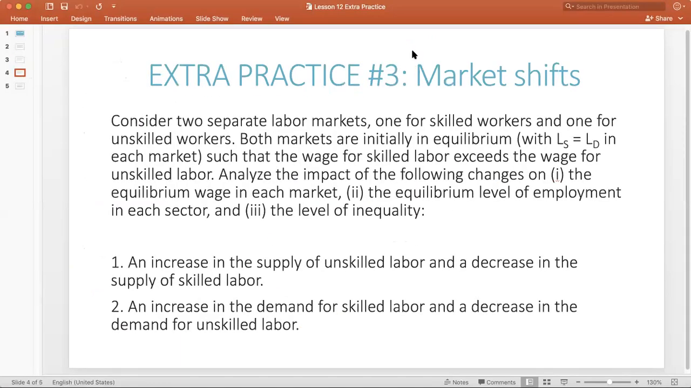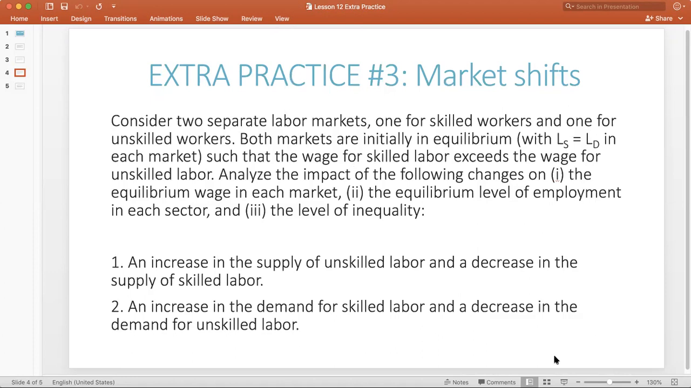So this is about market shifts. Consider 2 separate labor markets, one for skilled workers and one for unskilled workers. Both markets are initially in equilibrium, with labor supply equaling labor demand in each market, such that the wage for skilled labor exceeds the wage for unskilled labor. Analyze the impact of the following changes on the equilibrium wage in each market, the equilibrium level of employment in each sector, and the level of inequality. This one doesn't involve any algebra, it's more conceptual, but I think the best way to solve this kind of problem is to graph it and look at it visually. Number 1 says an increase in the supply of unskilled labor and a decrease in the supply of skilled labor.